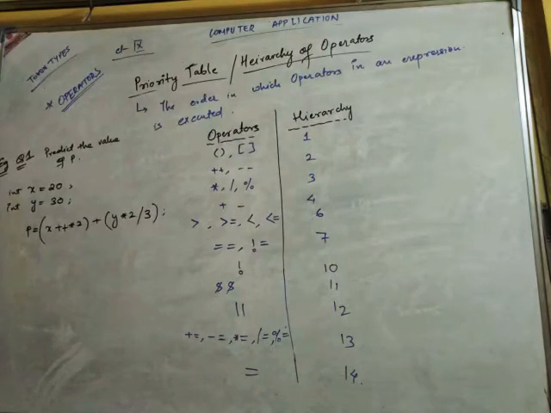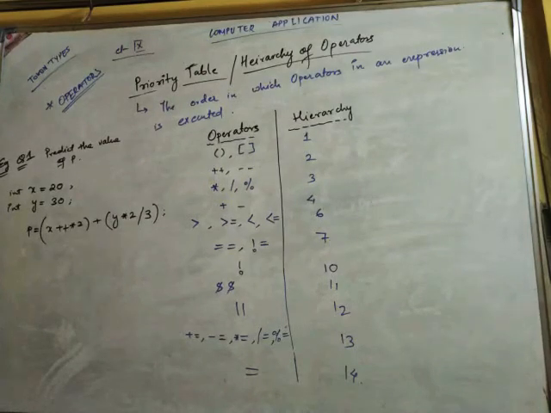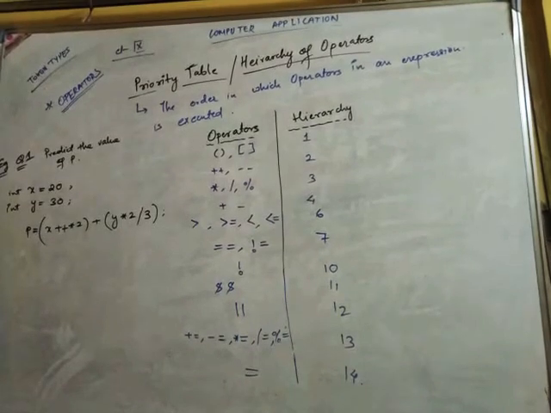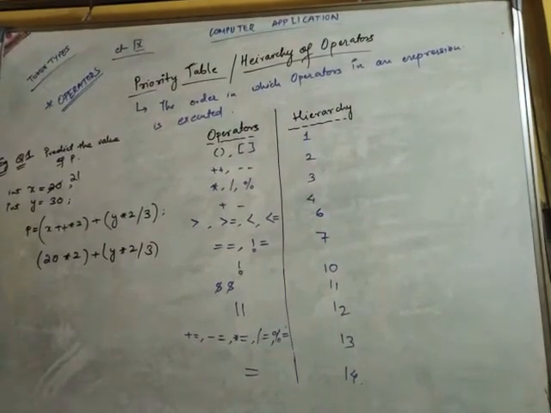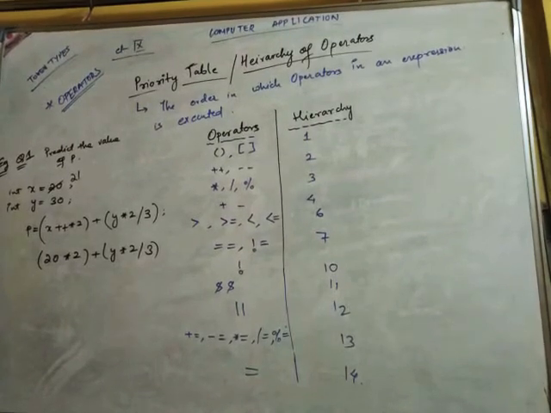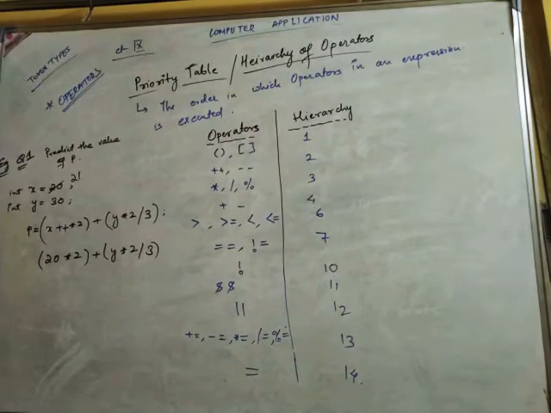X plus plus means what? In x plus plus, it means first use, then change. First use the x value as 20, then change. So I use the value of x as 20 in the expression, then I change the value of x to 21, and then we return the equation. One by one we'll solve, okay? Don't get in a hurry. One step at a time we'll solve.